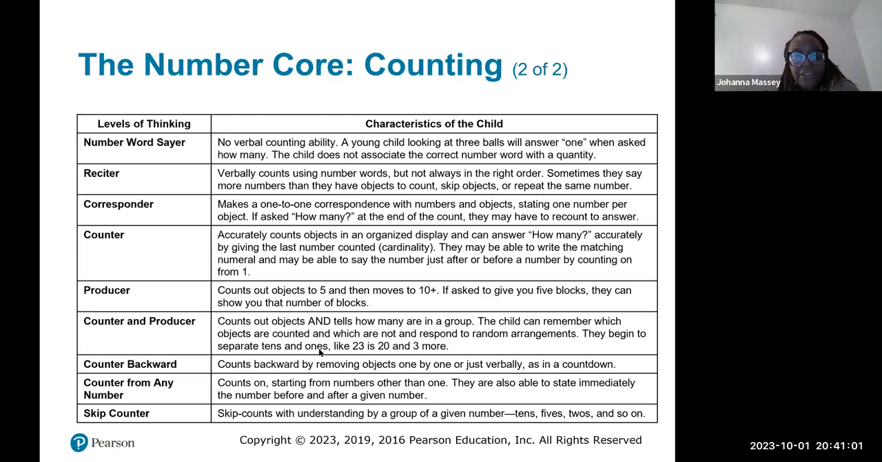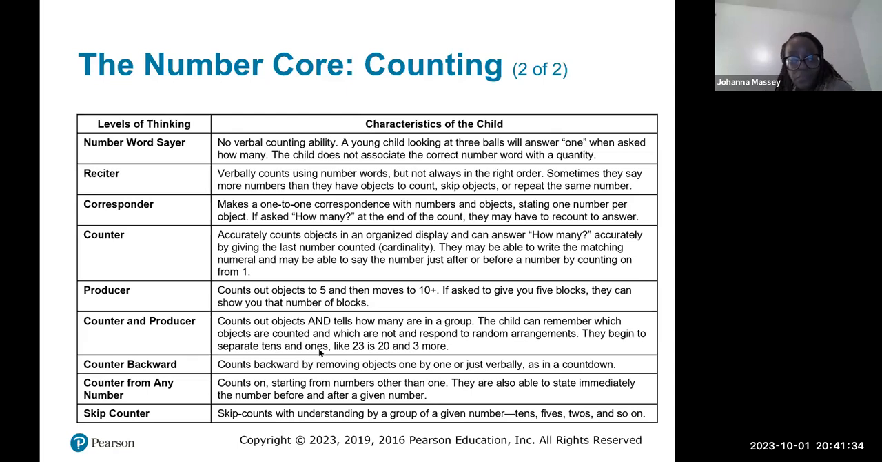Now, a person that counts backwards, a counter backward, that's so funny, counter backwards. It counts backwards by removing objects one by one or just verbally as in a countdown. Like they can go 10, 9, 8, 7, 6, 5, 4, 3, 2, 1. Or they can remove the object. Counters from any number. Counts on starting from numbers other than 1. They are also able to state immediately the number before and after a given number.